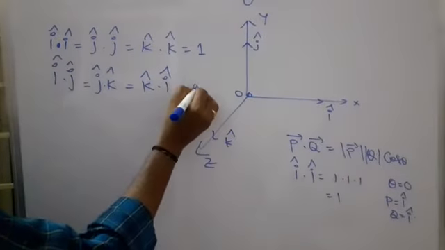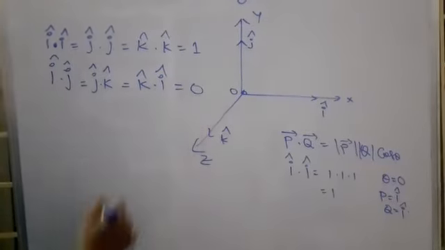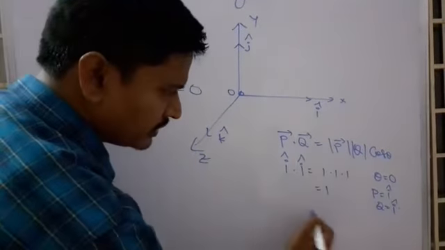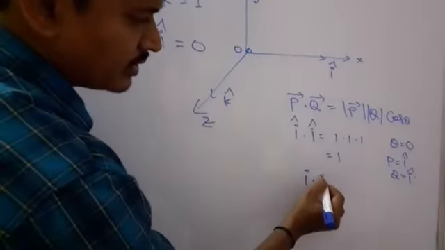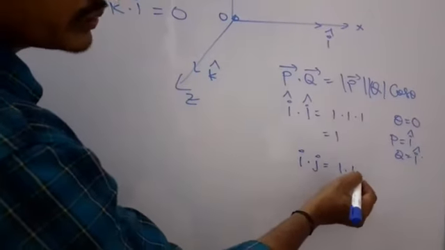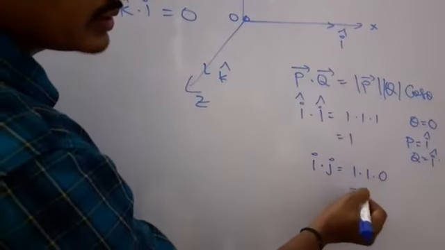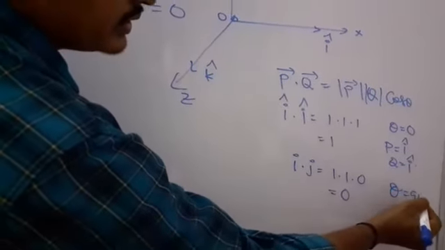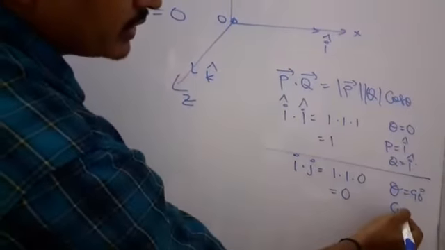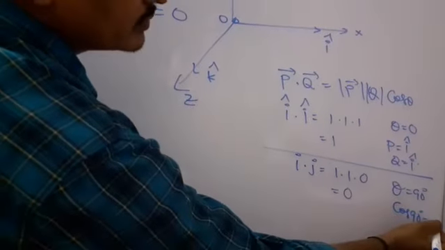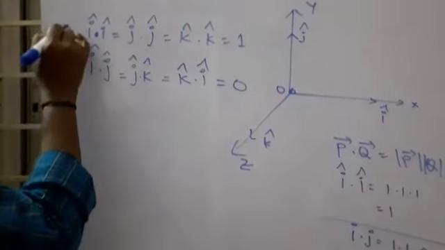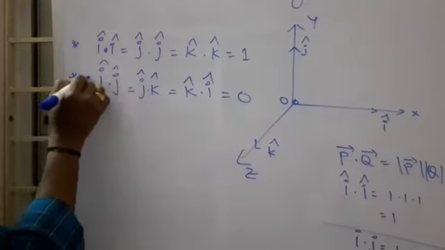Both of them are perpendicular, so it is equal to 0. Theta value is 90. I dot j is equal to 1 into cos of 90, which is equal to 0. Here theta is 90 degrees, cos of 90 is 0, both of them are perpendicular. Right, so these are the conditions.